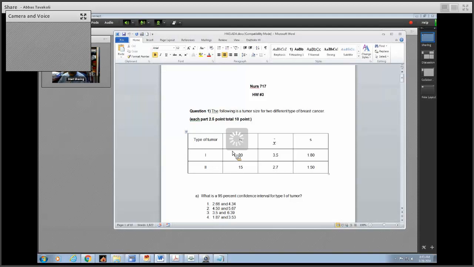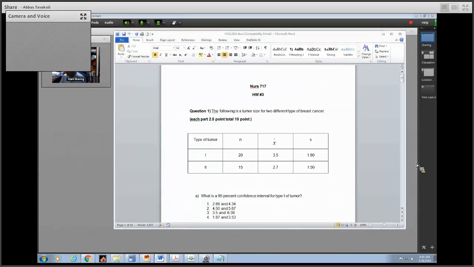These are the sample information. Remember, when we have X bar and S, that means it's sample information. If we have mu and sigma, that was population information. So for tumor 1, you have 20 samples. The average was 3.5. The standard deviation was 1.8.